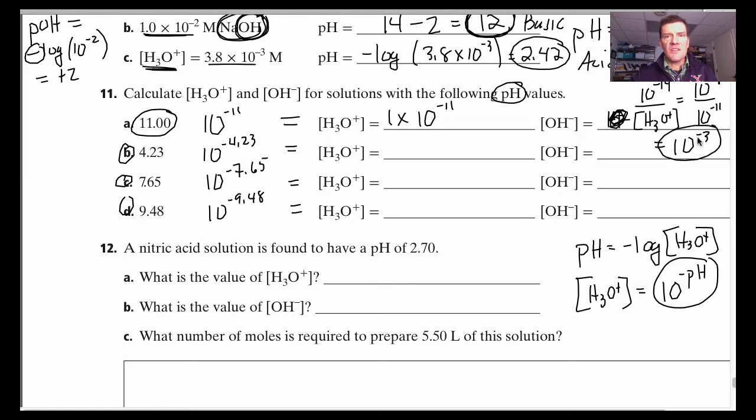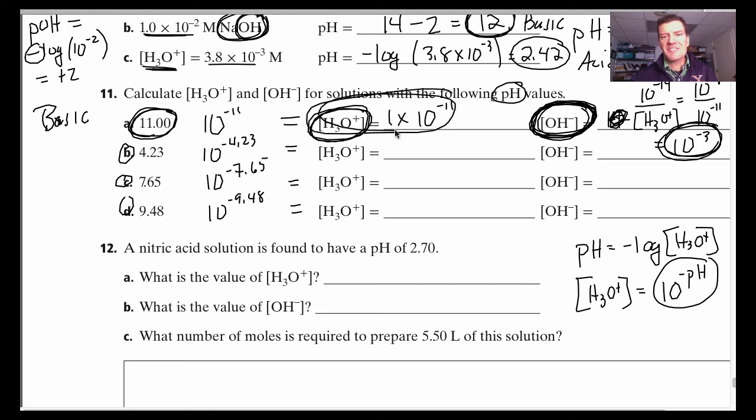This is bigger than 10 to the negative 7. So in this case, the hydroxide ion concentration is greater than the hydronium. So this is going to be a basic solution. This is basic here. There's several ways you know it's basic. The pH is greater than 7. The hydronium ion concentration is less than the hydroxide.